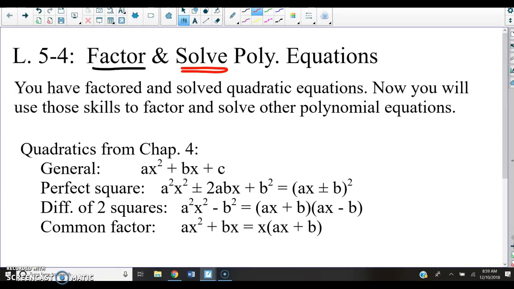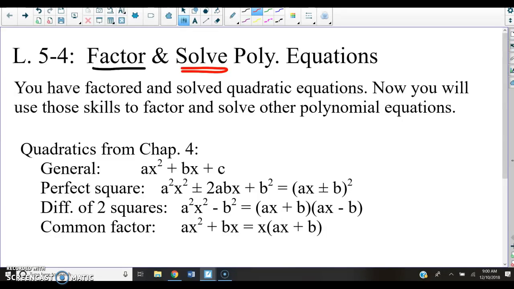When you solve polynomials more than degree 1, which are linear, you're going to want to set it equal to 0 again and use the zero product property, where the product of two or more things equals 0, then one of those factors has to be 0.